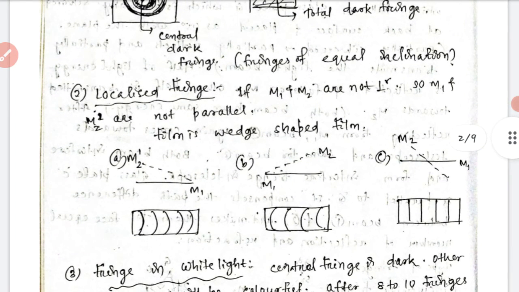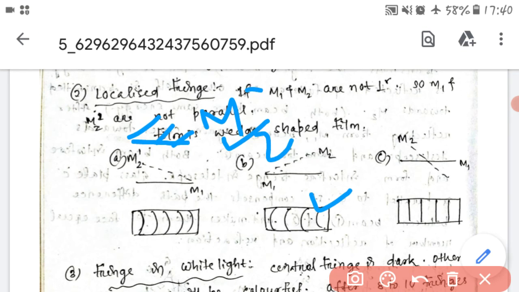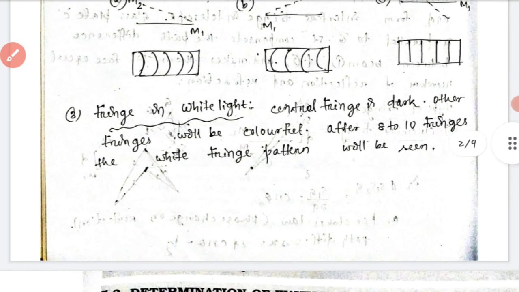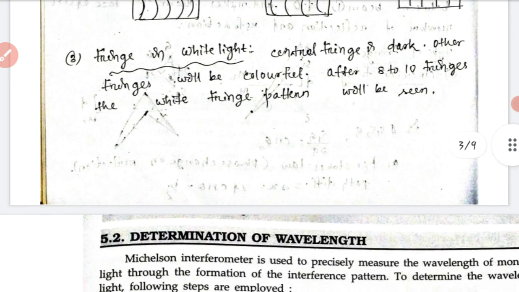Then next comes localized fringes. If mirror 1 and mirror 2 are not perpendicular to each other, they may cross in these three cases, and in these three cases we get different types of fringes. These are called localized fringes. If instead of monochromatic light we use white light, then we will get colorful fringes. That means the central fringe will definitely be dark, but thereafter the fringes will be colorful, and after 8 to 9 fringes we will get white fringes.